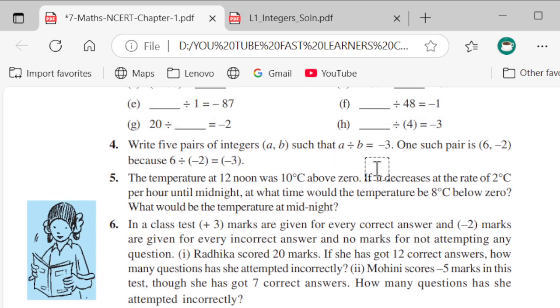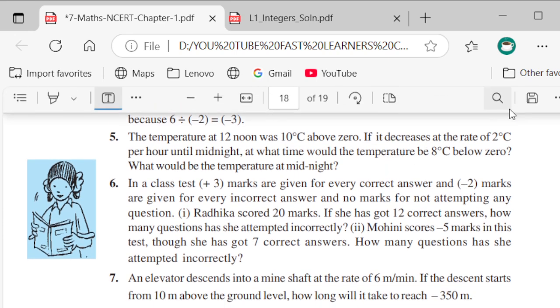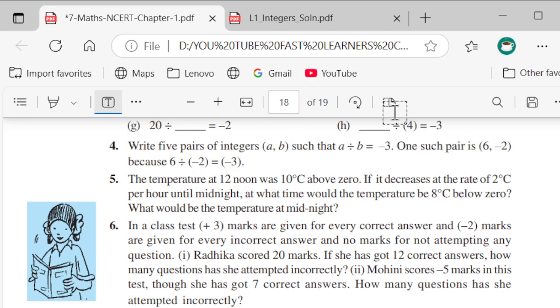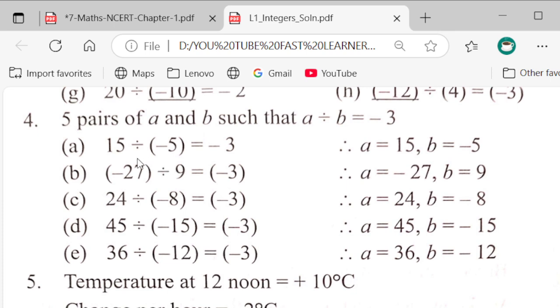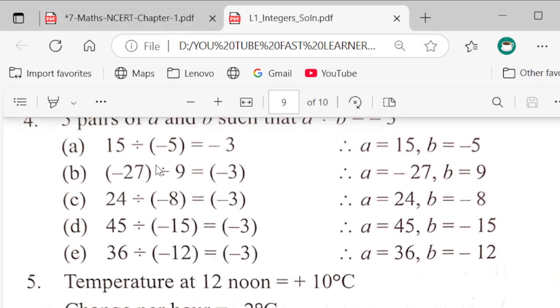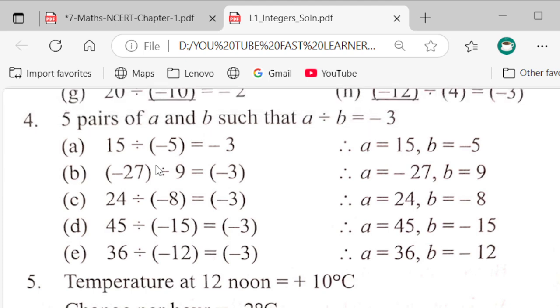Write 5 integers where a divided by b is equal to minus 3 and one pair is given. A divided by b should become minus 3. So see here, you can write many pairs like this. You can start with 15 divided by minus 5. You can start with the whole table of 3 actually. You can write minus 12 divided by 4. So minus 3 is the answer.